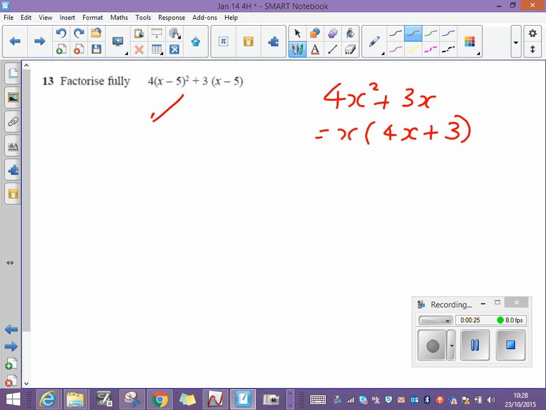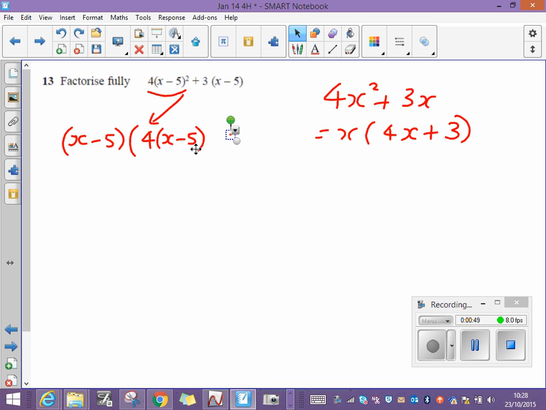Now in this case, we can see that the common factor is x minus 5, so I'm going to put that in front, but that will also need to be in a bracket. And then I'm going to multiply that by, for the first term, what do I need to multiply x minus 5 by to get 4 lots of x minus 5 squared? Well, I'm going to have to multiply by 4 lots of x minus 5. Because if I do x minus 5 multiplied by 4 and x minus 5, I'll get 4 and then x minus 5 squared. And to get the second term, I'm just going to have to multiply by 3.